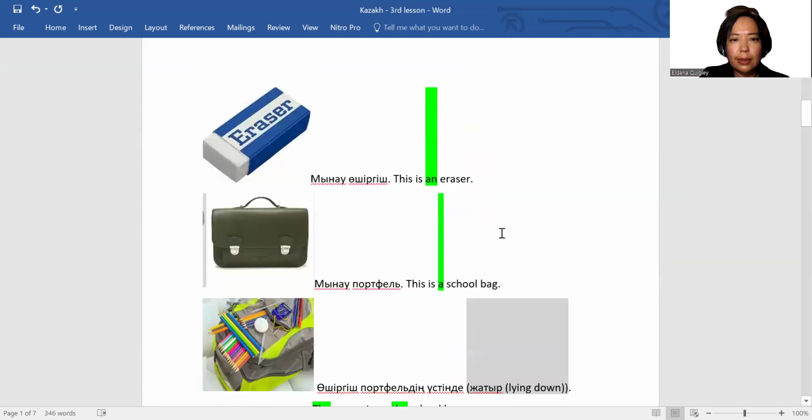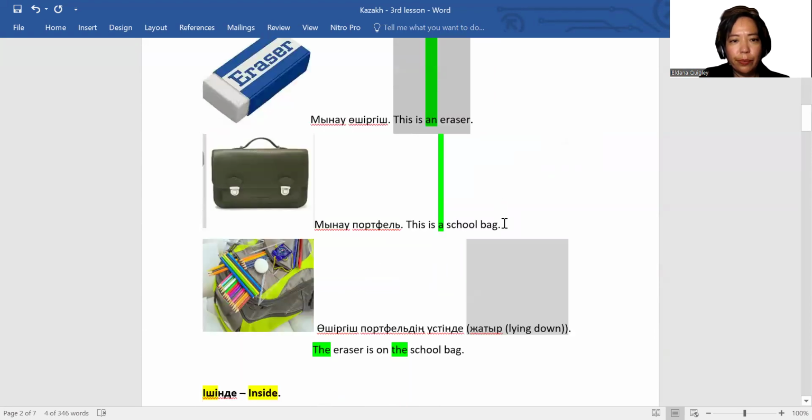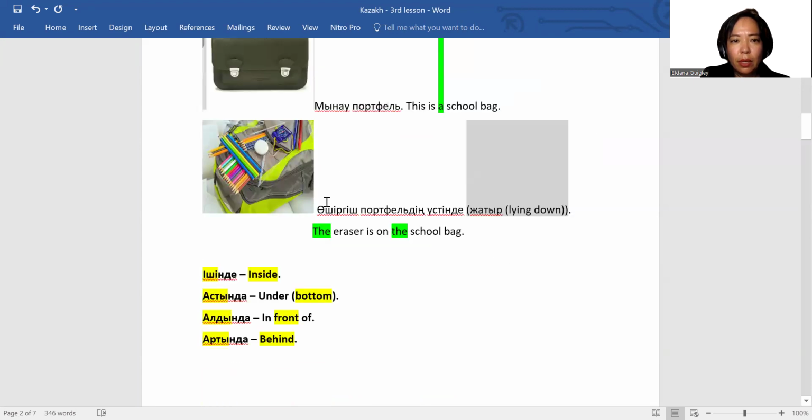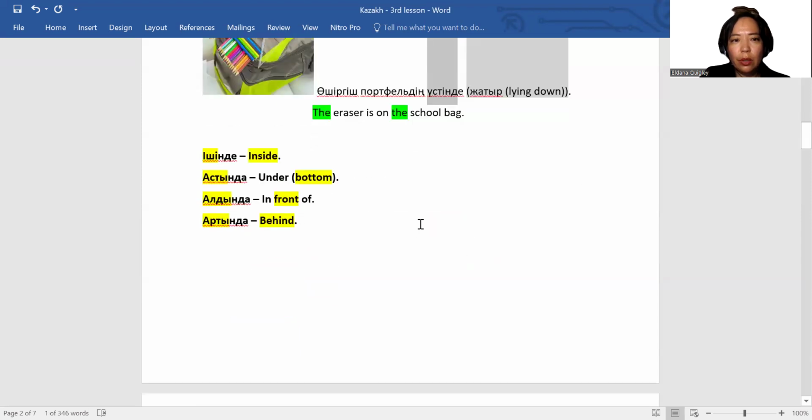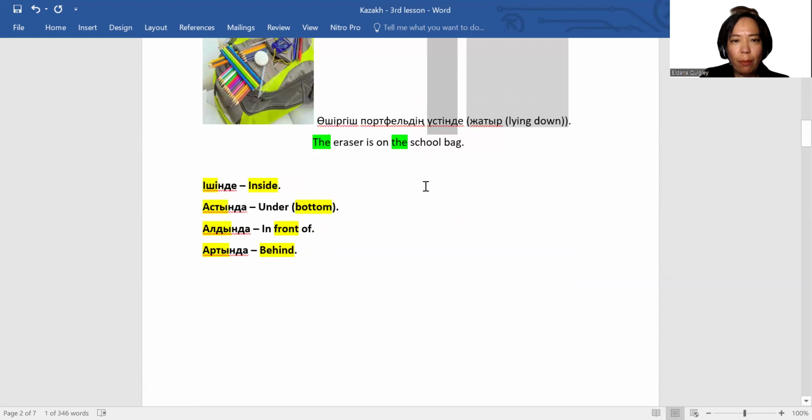All right, moving down the list. Manav öşürgüç. This is an eraser. Manav portfel. This is a school bag. Öşürgüç portfeldin üstünde. The eraser is on the school bag. Öşürgüç portfeldin üstünde.